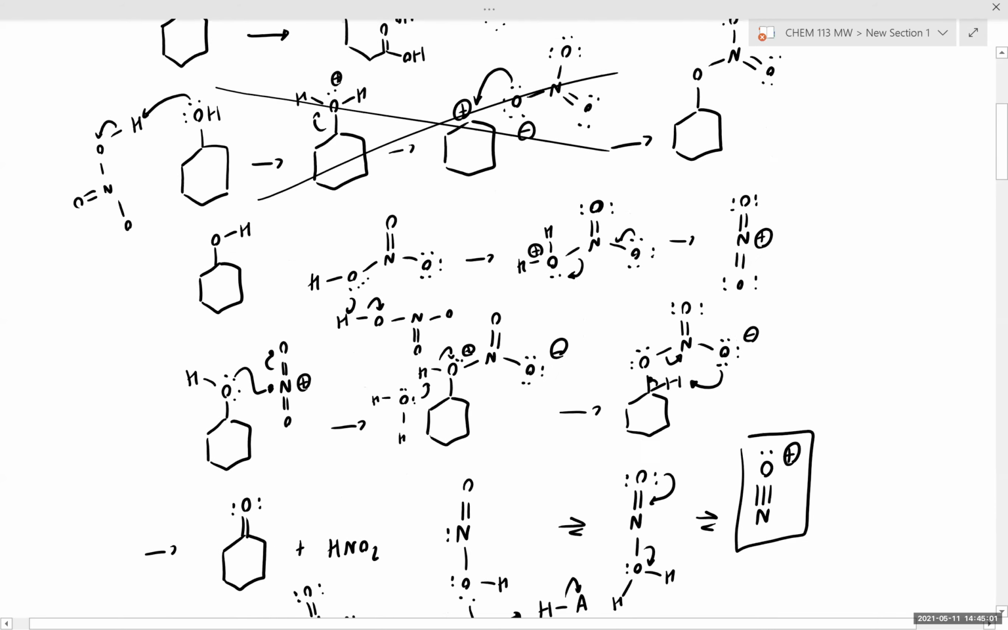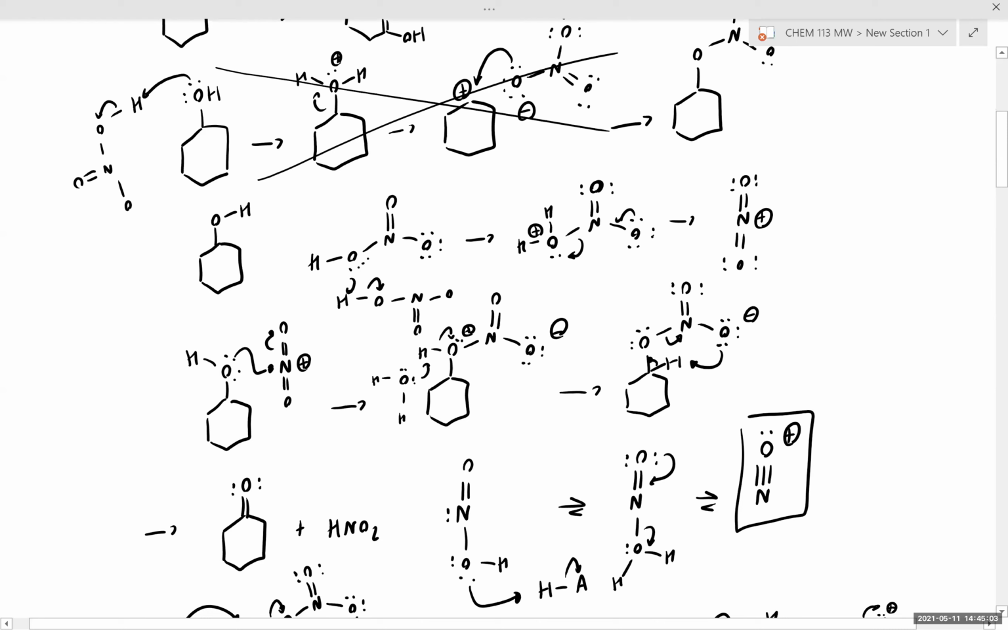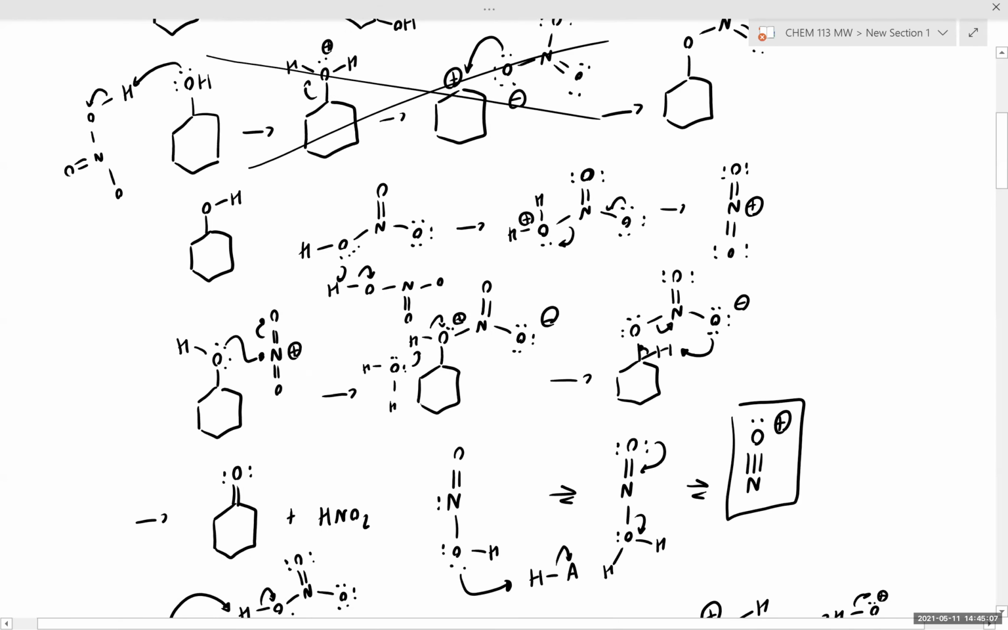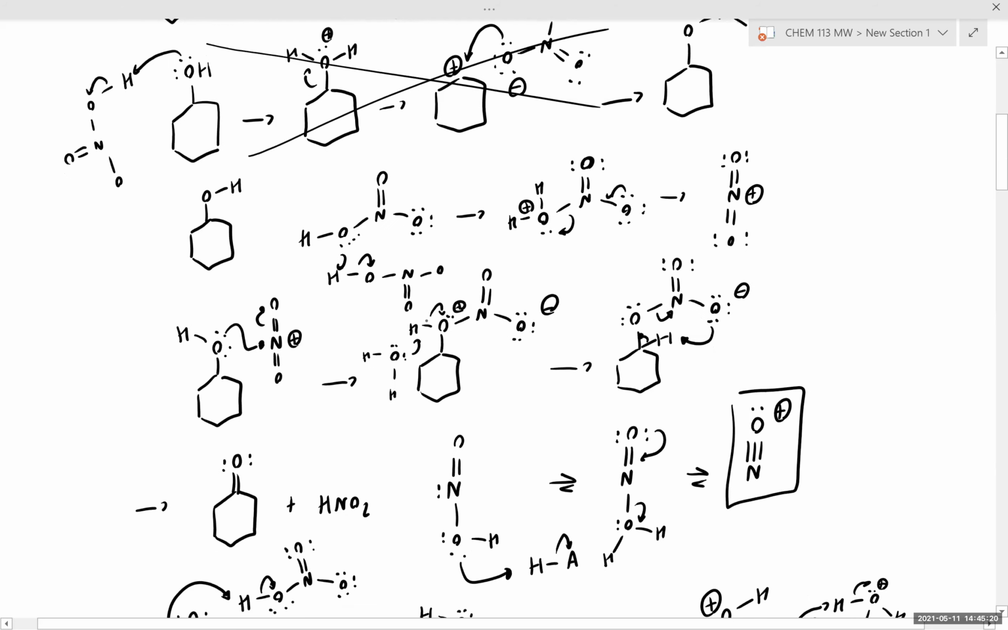So the more accurate mechanism for this reaction involves first protonation of nitric acid and generation of this nitronium ion. This nitronium ion is a strong electrophile, and this reacts with nucleophiles such as alcohols, and in turn we nitrate our alcohol.